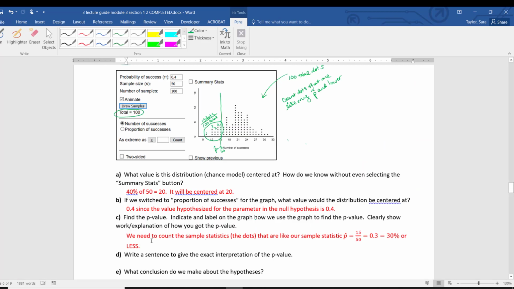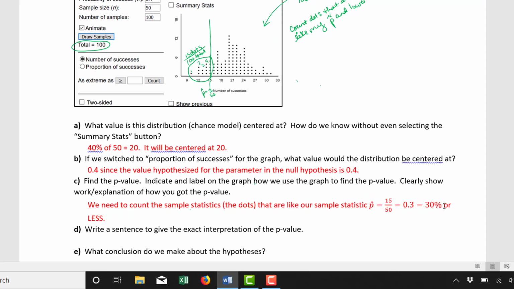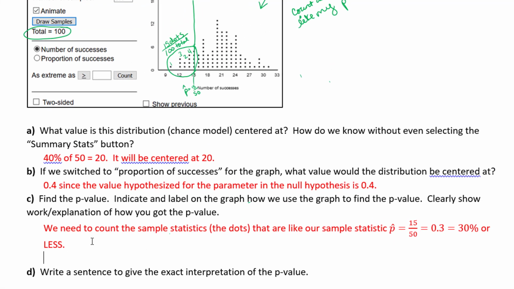Okay, so part C again says we need to count the sample statistics, the dots that are like our sample statistic or less. That's what a p-value is. If you assume the null hypothesis is true, then this is the distribution we would get, the distribution of sample statistics. And so our p-value is 15 out of 100, which is 0.15. Our p-value is the probability of getting a sample like ours or less if the null hypothesis were true.